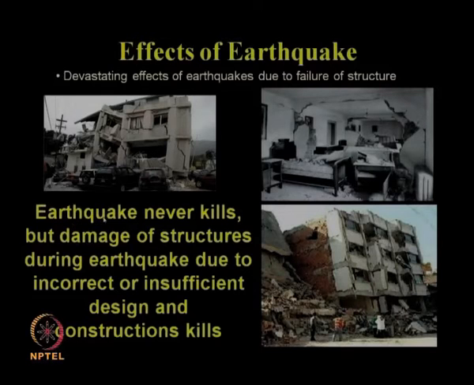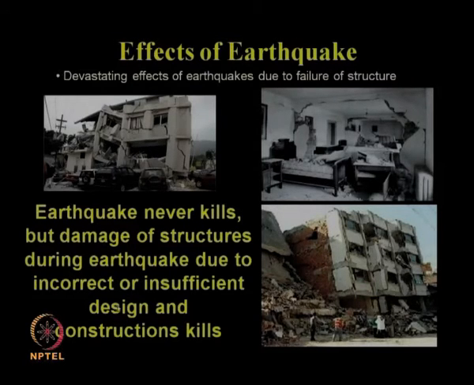But what kills the people? It is the damage of the structure during the earthquake, due to either incorrect or insufficient design and construction, which kills the human beings staying in those houses or buildings or related structures. So, why does this collapse of structures occur during an earthquake? One reason is that it was either incorrectly designed or insufficiently designed and constructed.